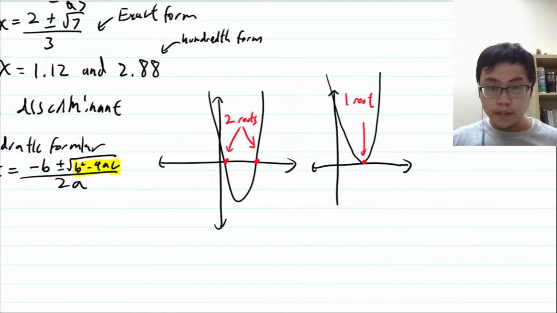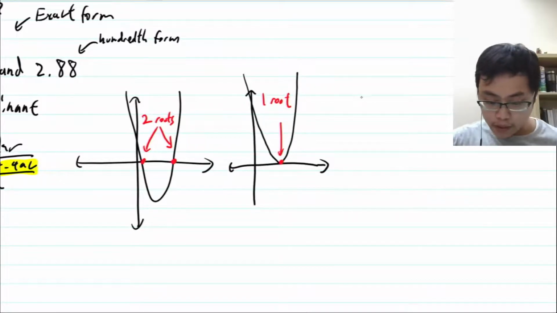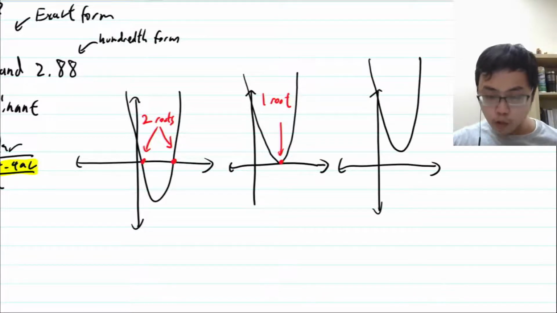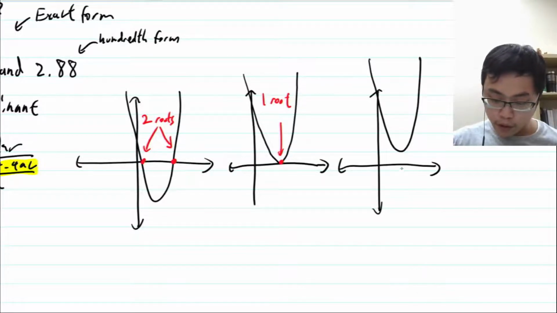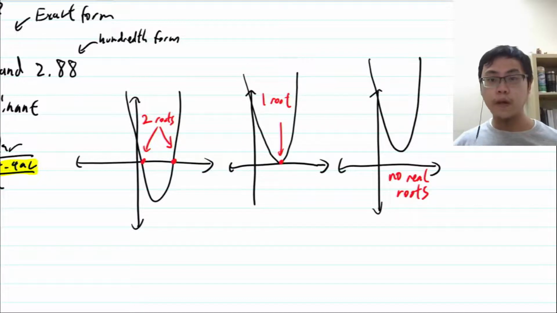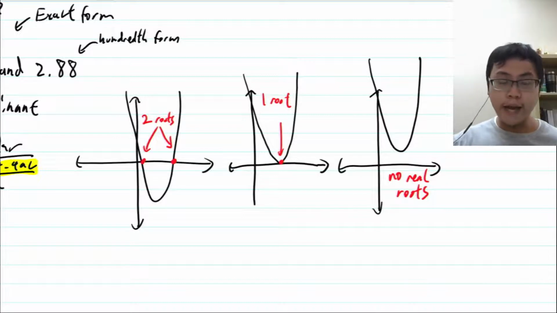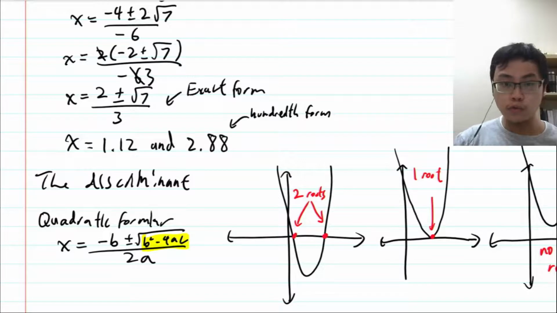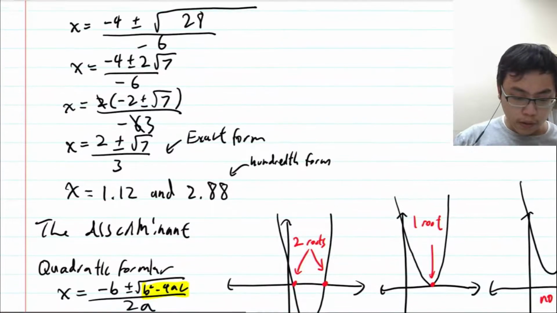And then the last situation is if the parabola actually goes up even more, then we will see there are no roots. So here there are no real roots instead. So our a, b, and c in our b squared minus 4ac actually affects whether there are two roots, one root, or no real roots. So let's have a look at our previous example. We know that there are two real roots. So let's go ahead and look at the discriminant.